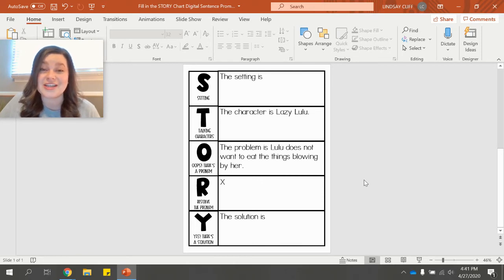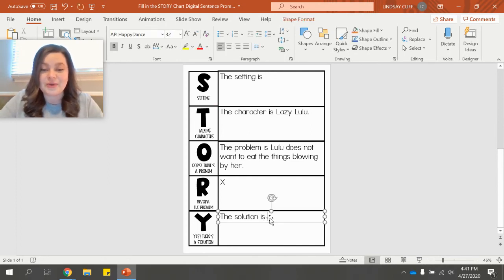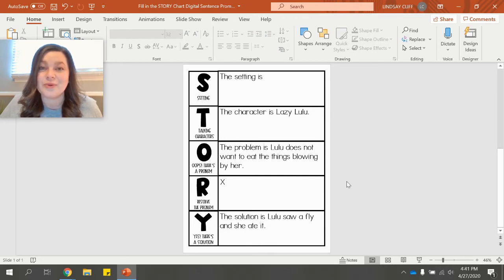I think the solution is that she's not actually lazy. She was just waiting for something that she wanted to eat to blow by her, right? So I would say that the solution is she saw a fly and she ate it, right? So I'm going to go into my box and I'm going to write the solution is Lulu saw a fly and she ate it. So I want you to pause the video and write what you think the solution is in your why for yes, there's a solution. Go ahead and do that now.